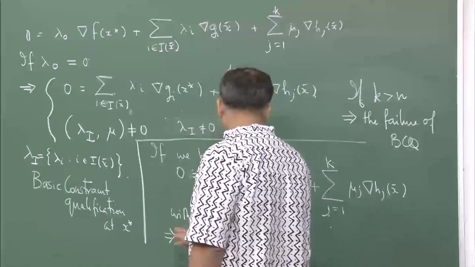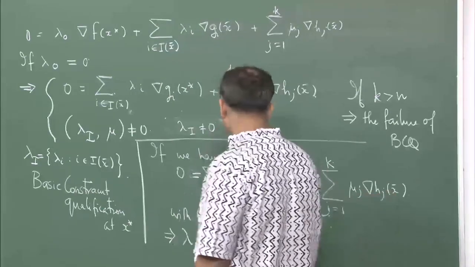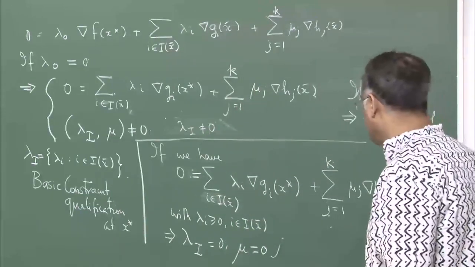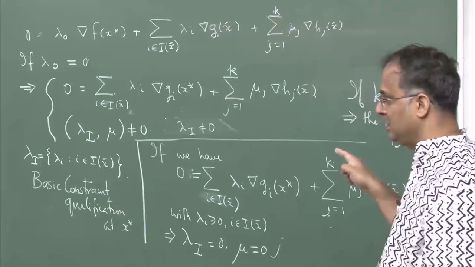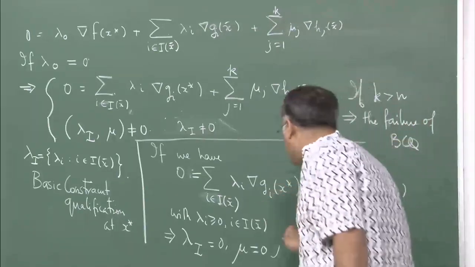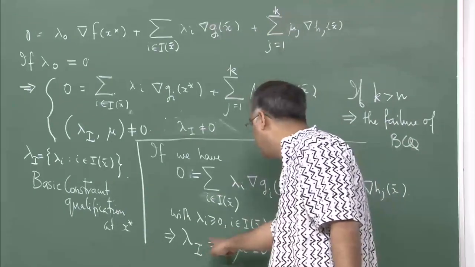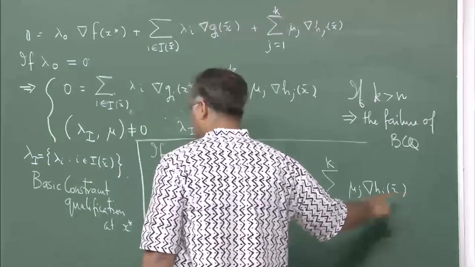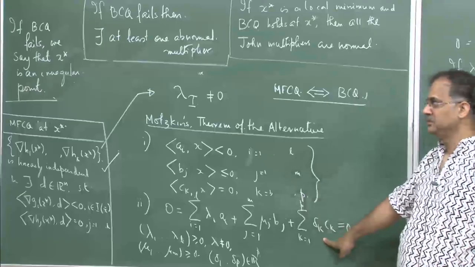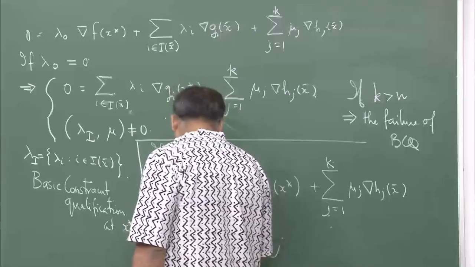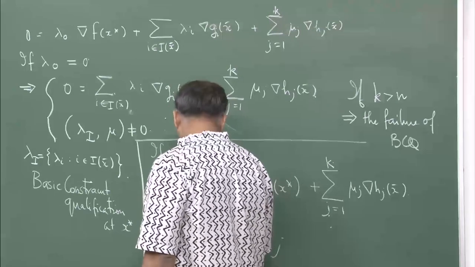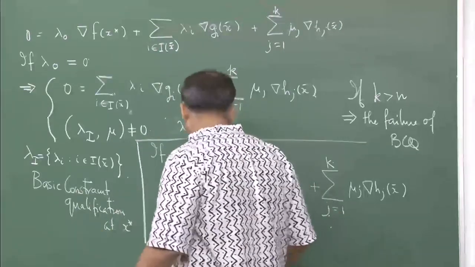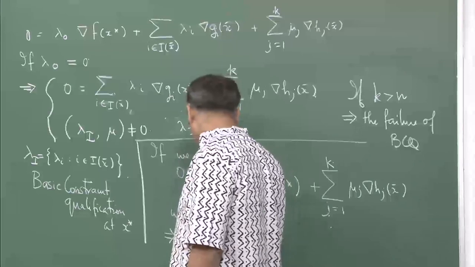There are no such non-zero lambdas for which this will be equal to 0. Whenever this happens, these are all equal to 0. So there exists no lambda vector with lambda greater than or equal to 0 and lambda not equal to 0, for which this is holding. So, which is basically this line: no such vector lambda I which is not equal to 0 and greater than or equal to 0, and mu not equal to 0, for any mu whatever.